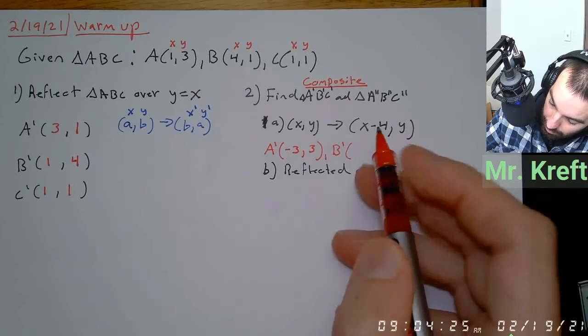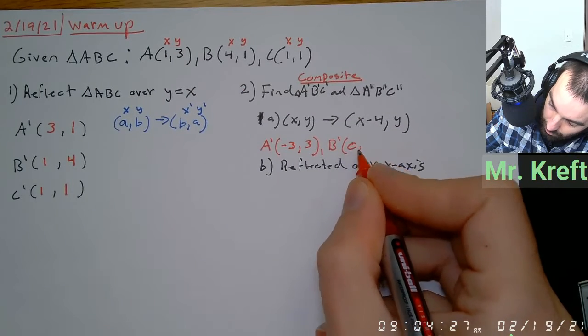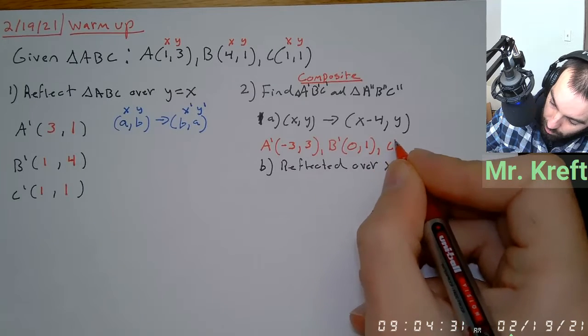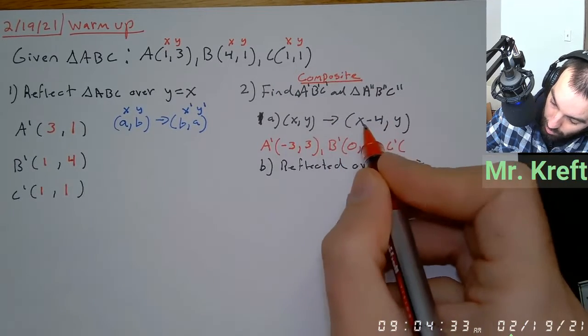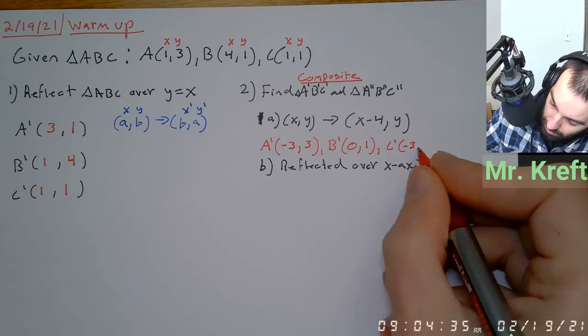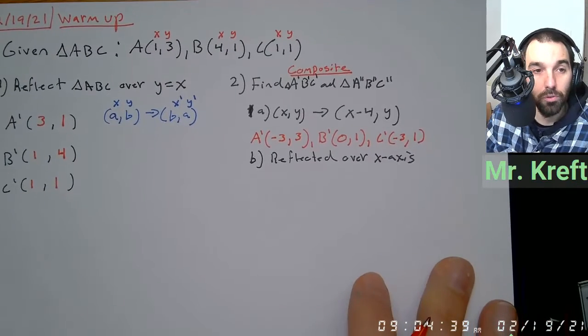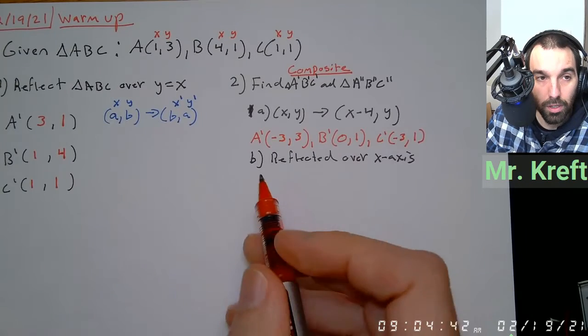So I'm going to take my B. 4 minus 4 is 0. And then the y stays the same. And then I take C prime. And I'm going to take 1 minus 4, which is negative 3. And then the y stays the same. Okay. So those are my A prime, B prime, and C prime.